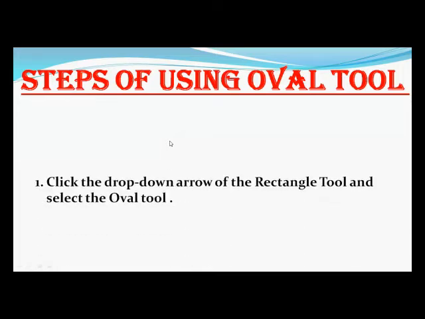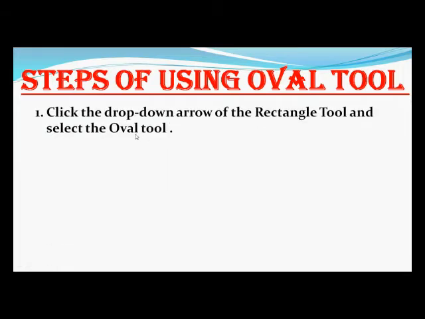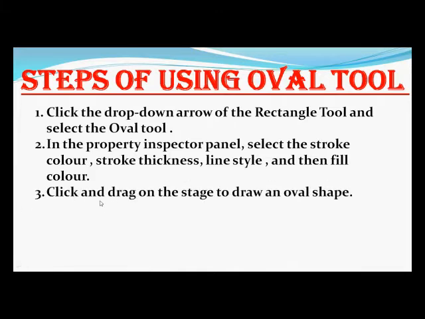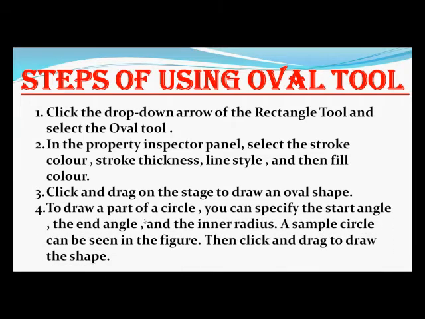Now steps of using the oval tool: click the drop down arrow of the rectangle tool and select the oval tool. In the property inspector panel, select the stroke color, stroke thickness, line style, and then fill color. Click and drag on the stage to draw an oval shape. To draw a part of a circle, you can specify the start angle, end angle, and the inner radius.